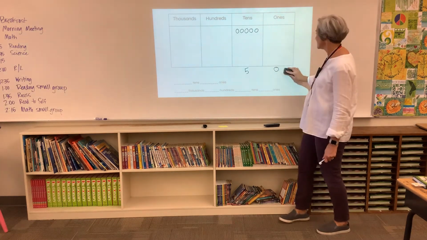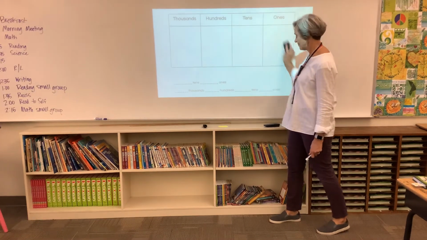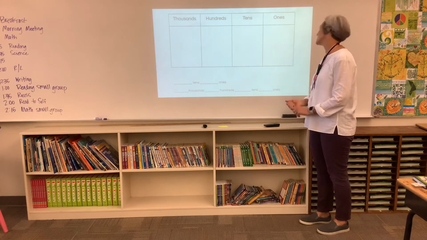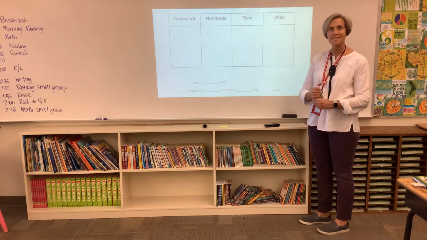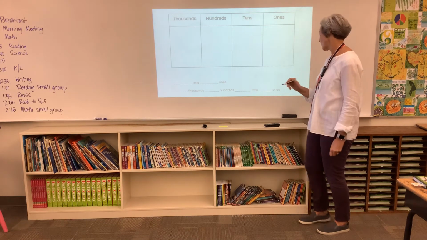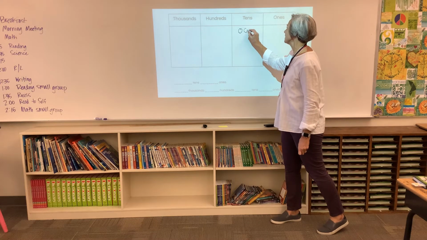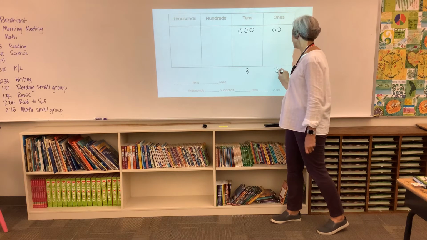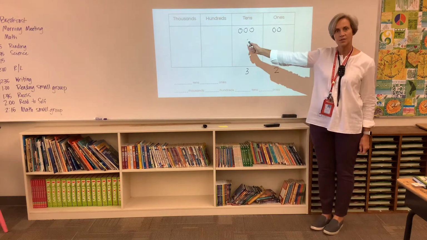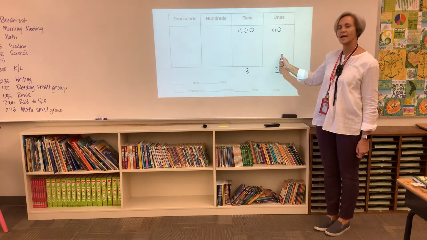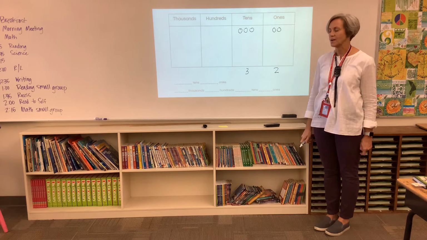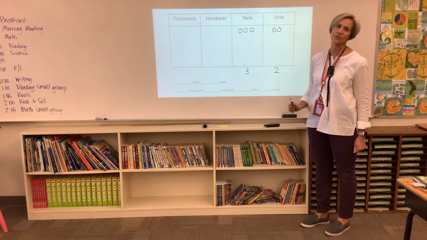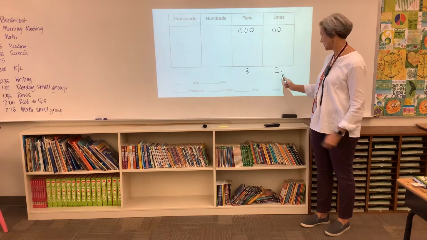Let's try it again. Let's make it a little bit more complicated. Erase your board and get ready. This time, let's go with 3 tens and 2 ones. Unit form, 3 tens, 2 ones, and standard form is 32.